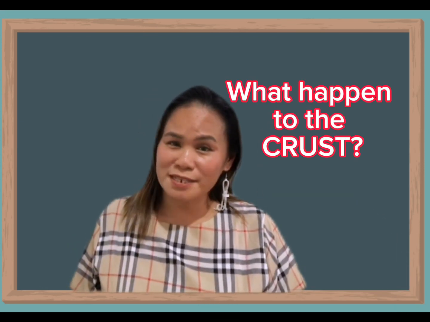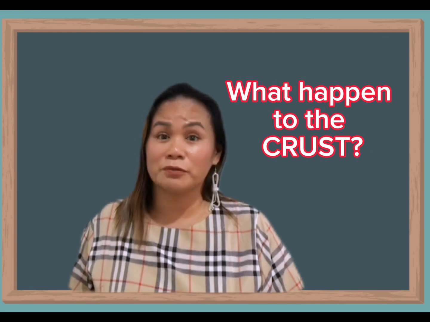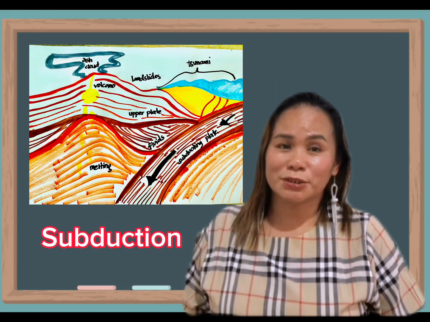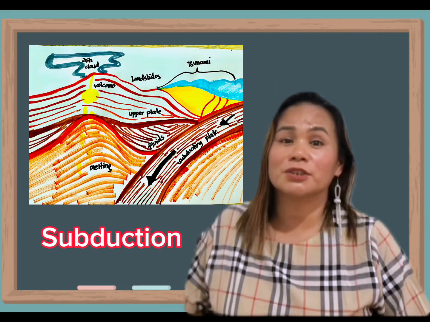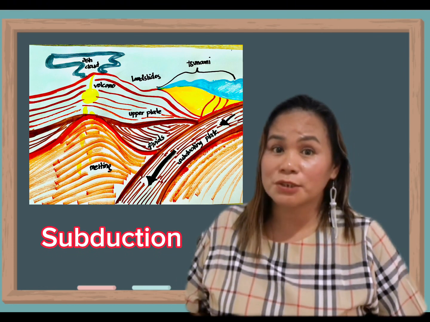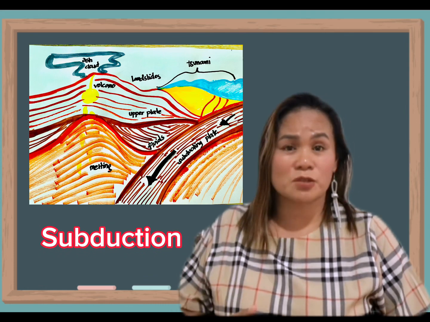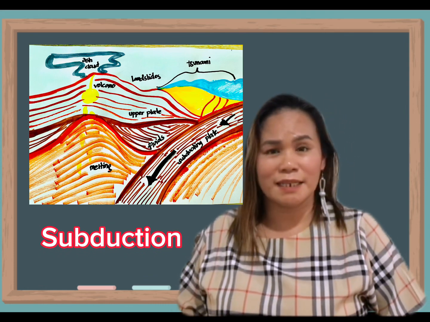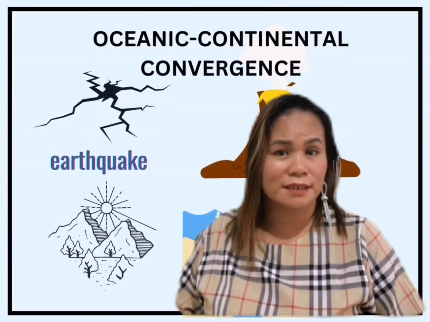What happened to the crust? It will turn into magma together with the volatile materials. The addition of volatile materials such as water will cause the magma to become less dense, thus allowing it to rise and reach the crust once again, causing volcanic activities at the continental leading plate.